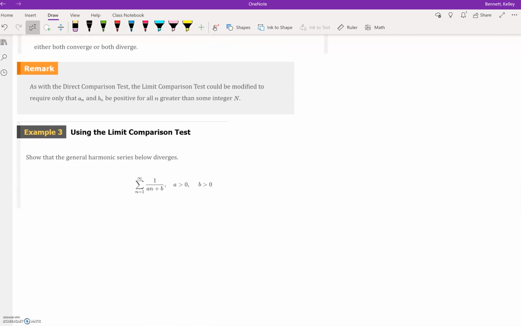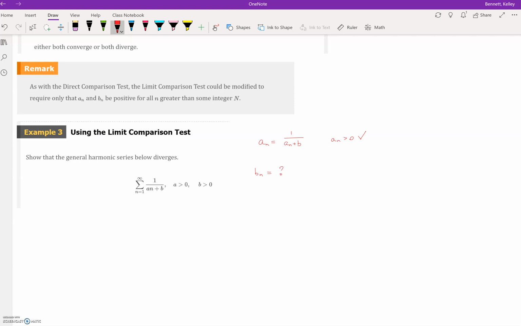Okay, so let's check this one out. So we're going to use the comparison test. So here we have a sub n is equal to 1 over an plus b. So we know that a sub n is positive, so we needed to do that. And then we also need to find a b sub n, right? So now we're looking for a b sub n.